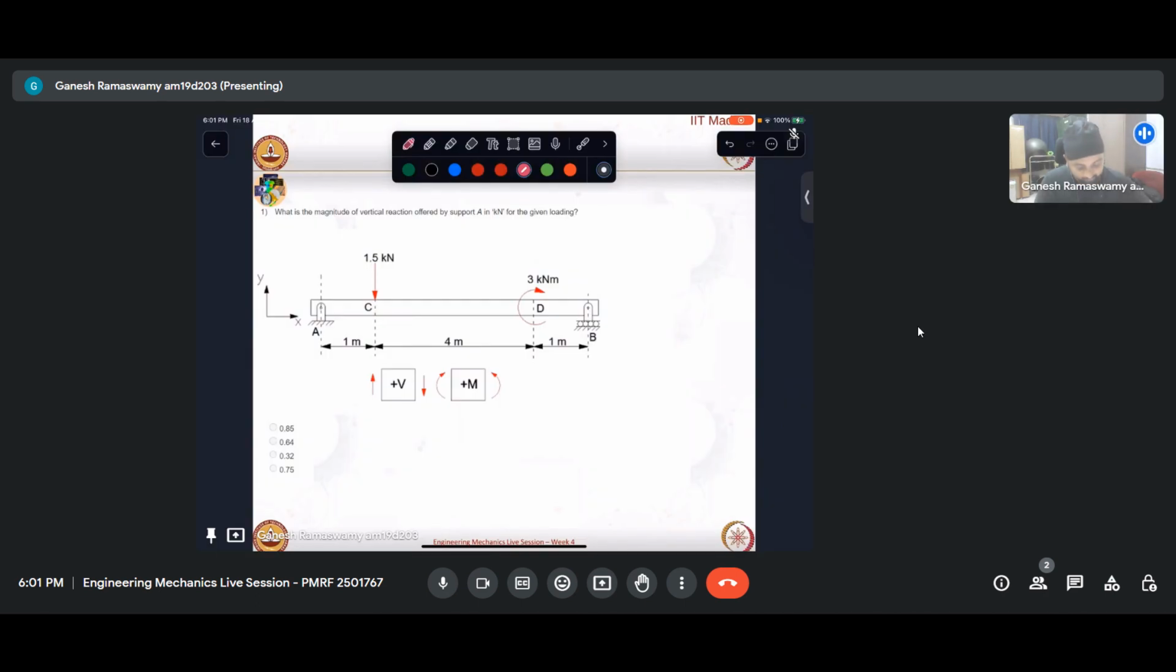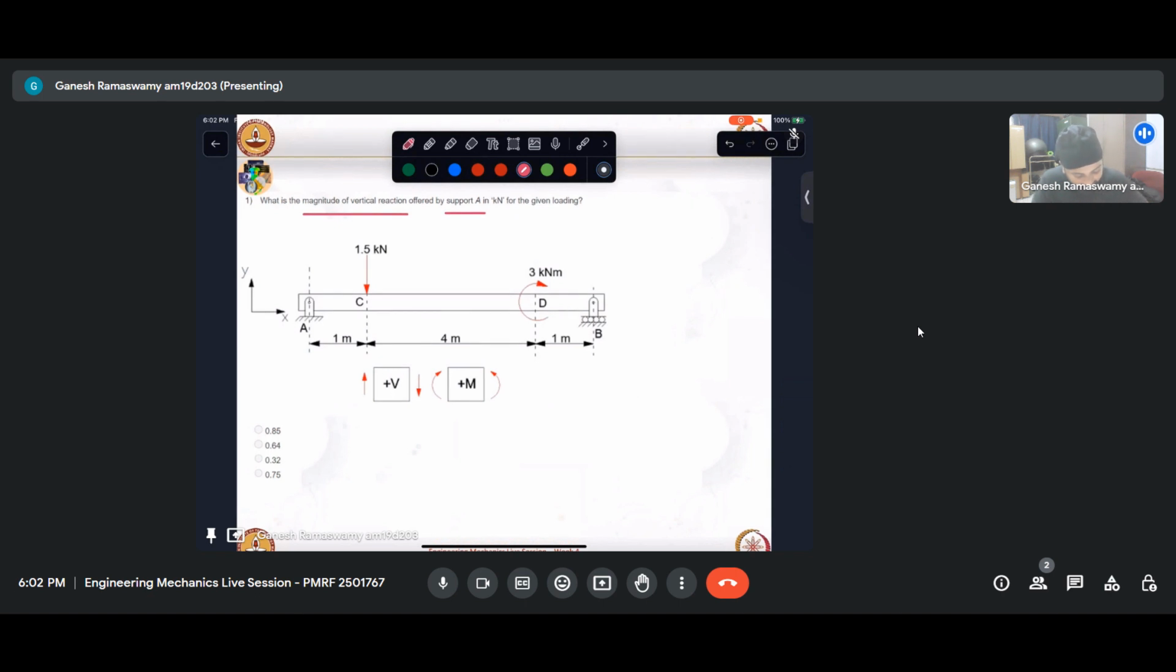Let us take a look at the first problem. We have been asked what is the magnitude of the vertical reaction offered by support A in kilonewton for the given loading. We have a simply supported beam with a pin here and a roller here. It has a concentrated load of 1.5 kilonewton at a distance of 1 meter from A, and a clockwise couple of 3 kilonewton meter at a distance of 5 meters from that support.